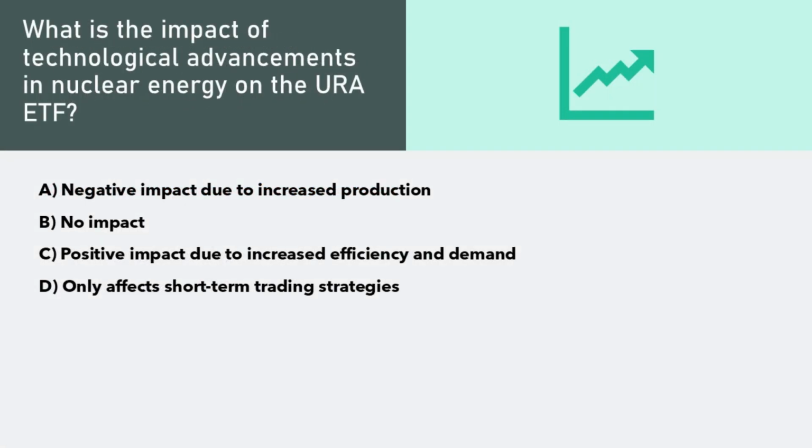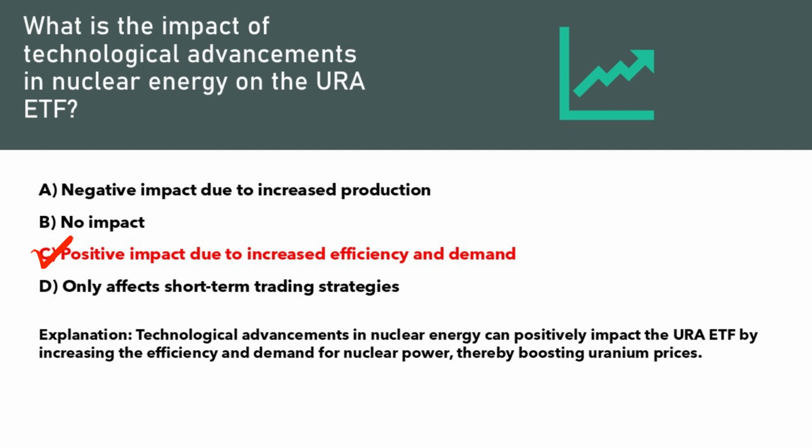What is the impact of technological advancements in nuclear energy on the URA ETF? Answer: C. Positive impact due to increased efficiency and demand. Explanation: technological advancements in nuclear energy can positively impact the URA ETF by increasing the efficiency and demand for nuclear power, thereby boosting uranium prices.